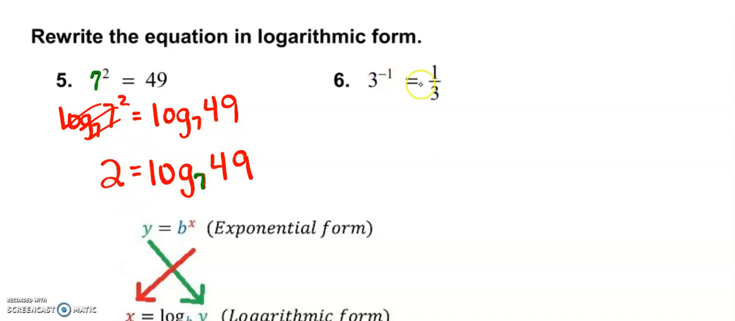This one, I'm going to use a log base 3. So negative 1, because that's going to go away, is equal to log base 3 of 1/3. Okay, so I'm using a log base 3 because that was the basement. And then negative 1 is the thing that I was trying to get down. 1/3 is the other side.